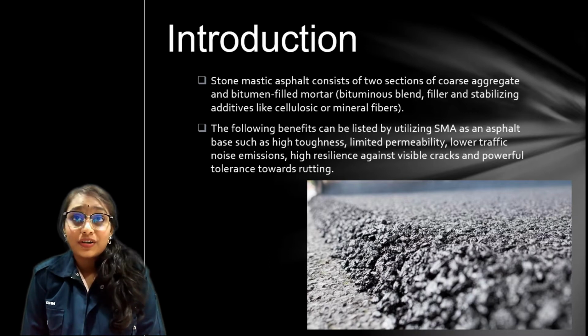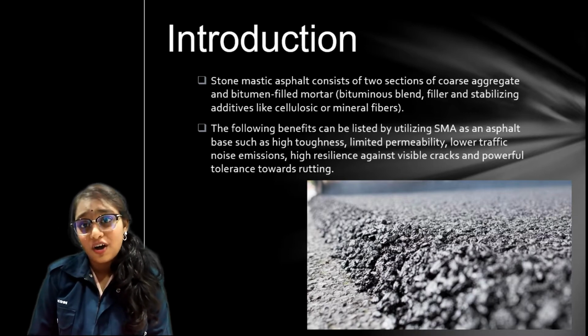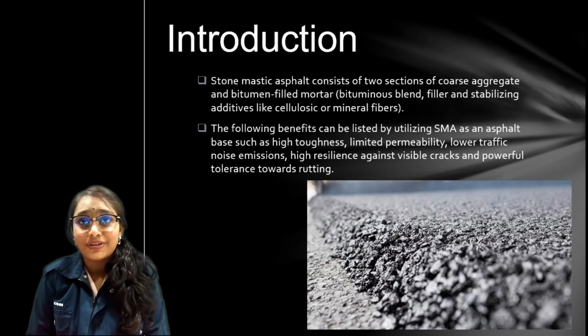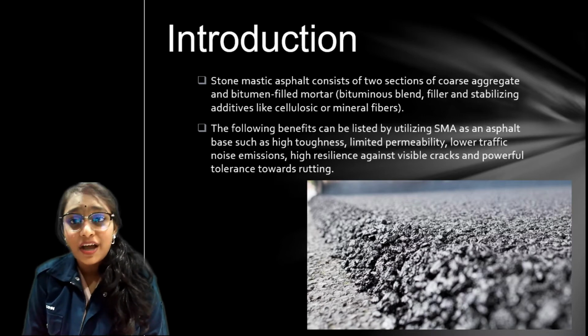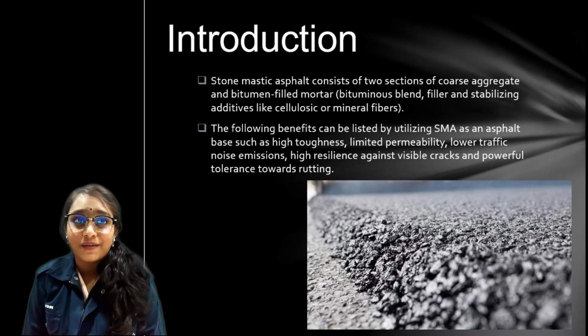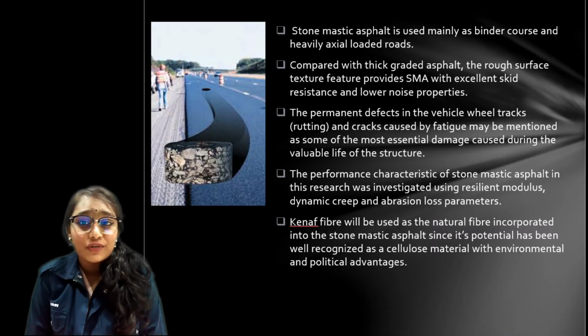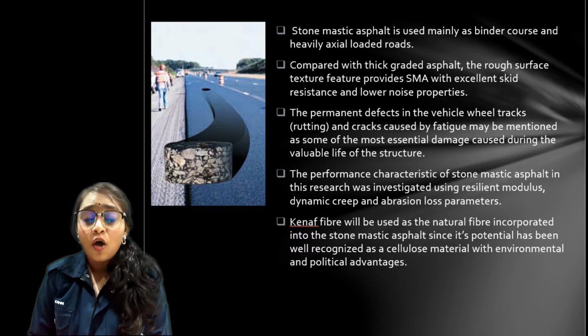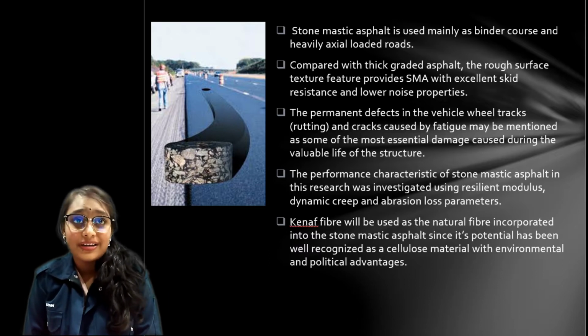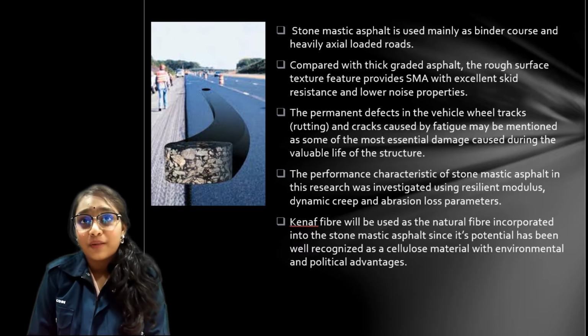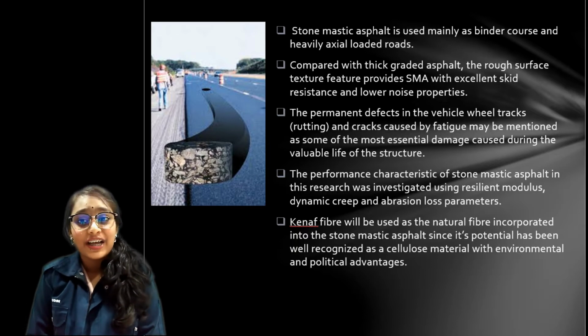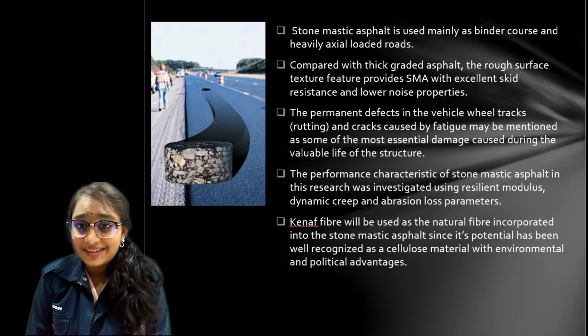Stone mastic asphalt consists of two sections, coarse aggregate and bitumen-filled mortar such as bituminous blend, filler and stabilizing additives. Stone mastic asphalt is usually used as a binder course and for heavily axial-loaded roads. Compared to normal thick-graded asphalt, stone mastic asphalt provides excellent skid resistance due to its rough texture characteristics.